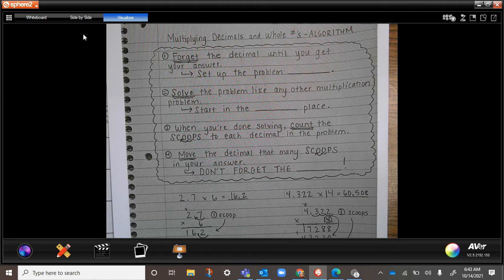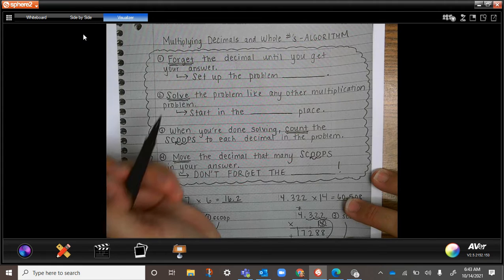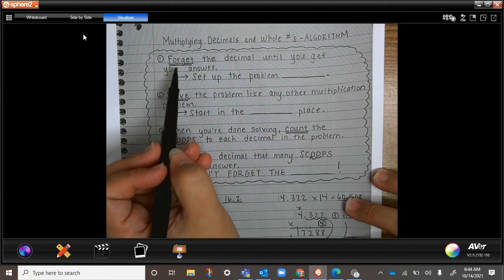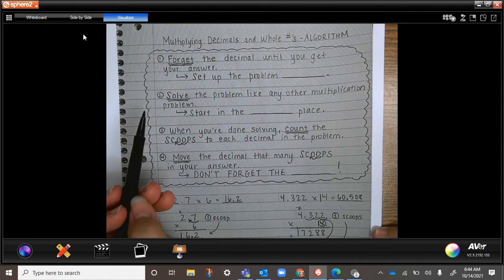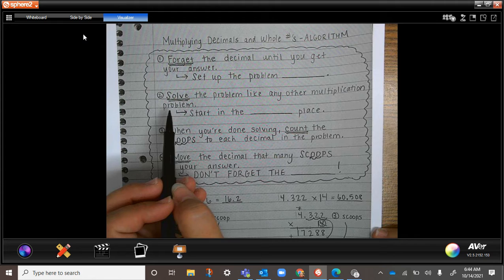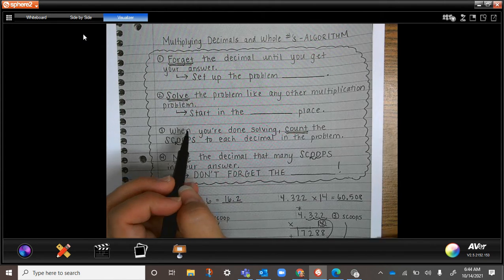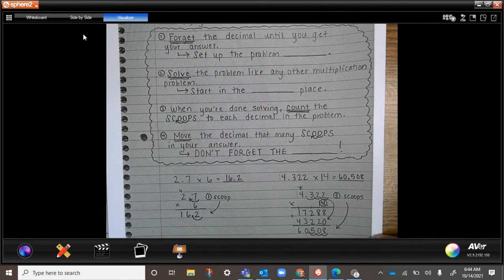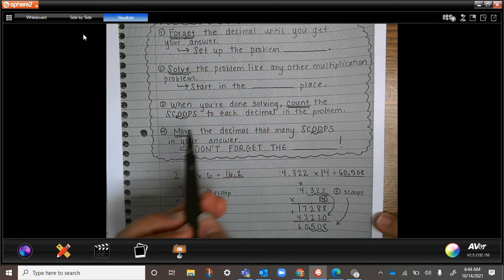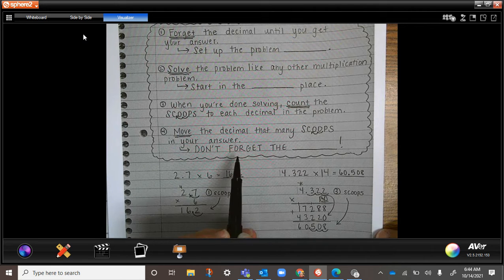Then on the following day, we practiced how to do it with the algorithm. So here are the steps. We've got 4 steps. So you're going to completely ignore the decimal until you get your answer. So you're going to set up the problem. Then you're going to solve the problem like any other multiplication problem. And you want to make sure that you always start in the ones place, just like normal. When you're done solving, you're going to count the scoops, and I'll show you what that is in a second, to each decimal in the problem. And then you're going to move the decimal that many scoops in your answer. Don't forget the decimal point.